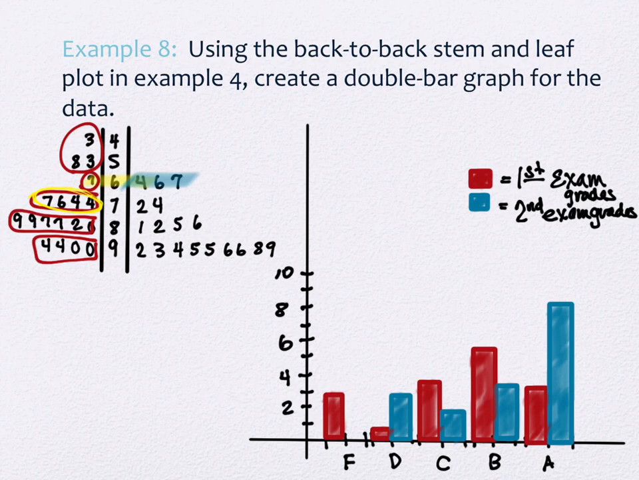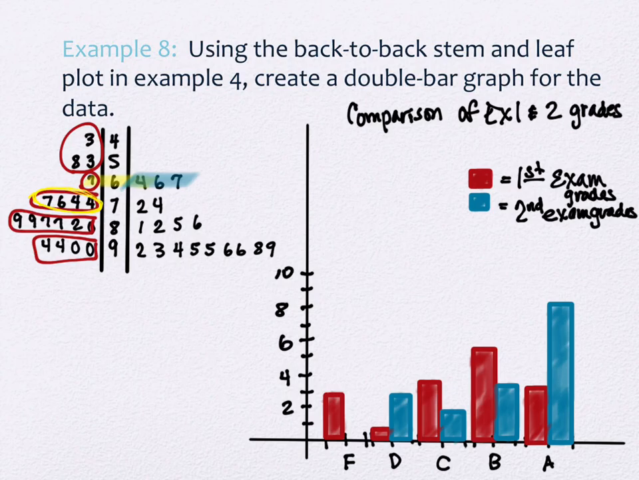And then we need a couple more things. Somebody tell me something you noticed that's missing. A title is missing. Let's do a title. What is this going to tell us, this graph? Yeah, so this one's a comparison, right? Of exam 1 and 2 grades. Some version of that would work.